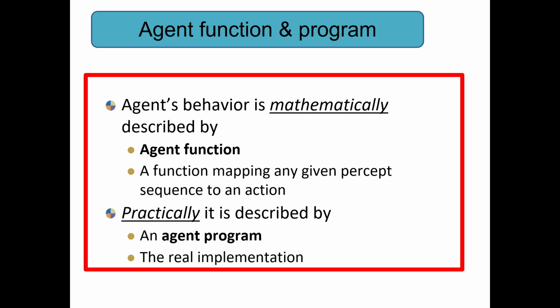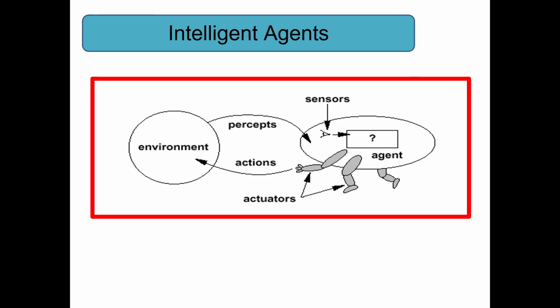Then agent function and program. An agent's behavior is mathematically described by the agent function, a function mapping any given percept sequence to an action. In practice, you can say it's a program for real-time implementation. So the agent program is going to observe the environment through sensors. This is the agent. It's a system with an agent program. We can say that.